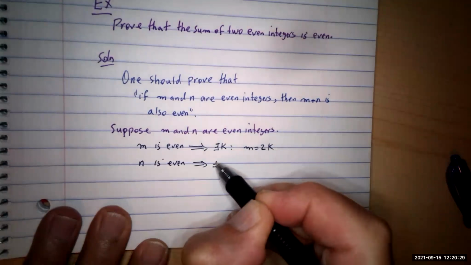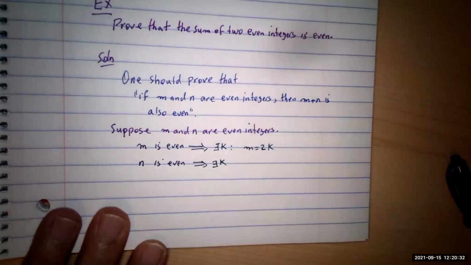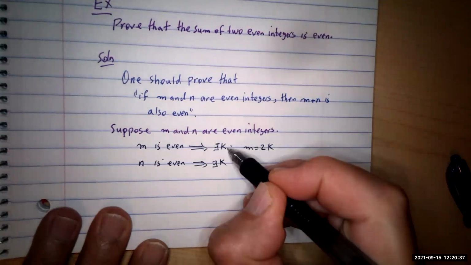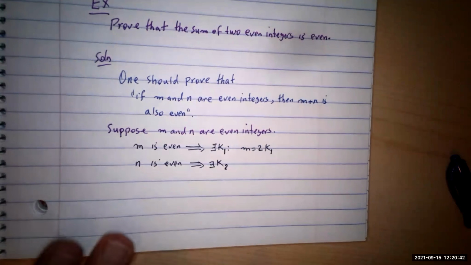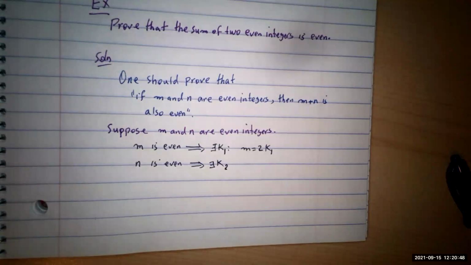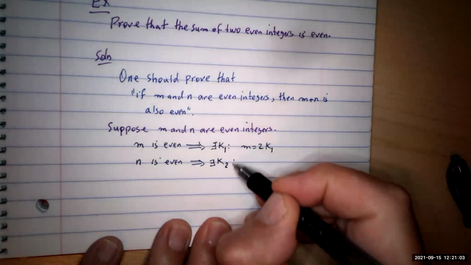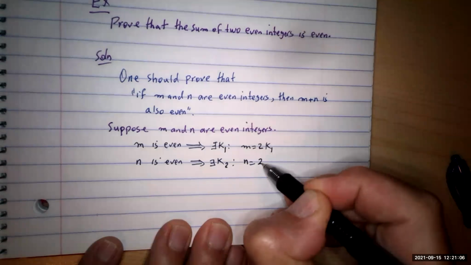There is another K. Since you want to do two, you cannot use K for both of them because the numbers must be different. So you go back and you call this one K1, and now you're going to say K2. This is one of your common mistakes. If there is only one number, you can call it K. But if you have two numbers, you cannot say that M equal to 2K and N equal to 2K because they are not equal to each other. So that's why you have to use two different indexes. So N is even means there is a K2 such that N is equal to 2K2.